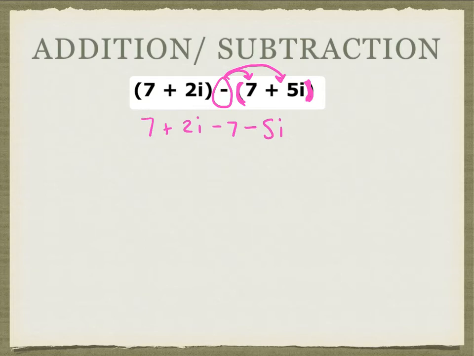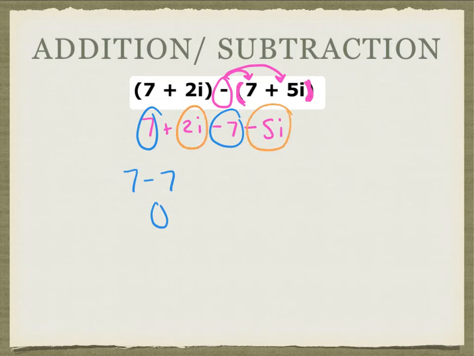And then from here, we do the same thing as before. We combine the real numbers with the real numbers, imaginary with imaginary. So what are our real numbers? 7 and negative 7. So what's 7 minus 7? 0. And then what are our imaginary numbers? 2i and negative 5i. So what's 2i minus 5i? Negative 3i. If we get a 0, we don't have to write it, so it's just negative 3i as our answer. Because we could say 0 minus 3i, but the 0's not important. We don't need to write it there.